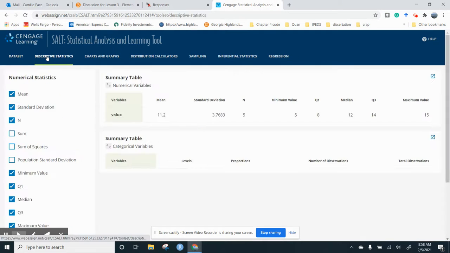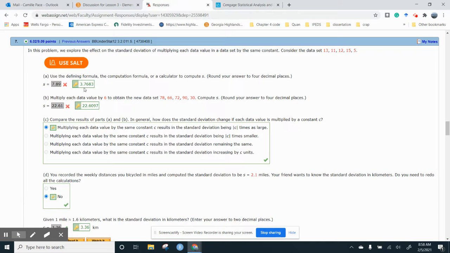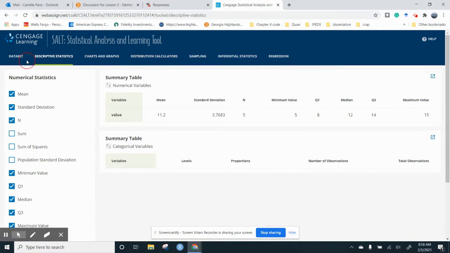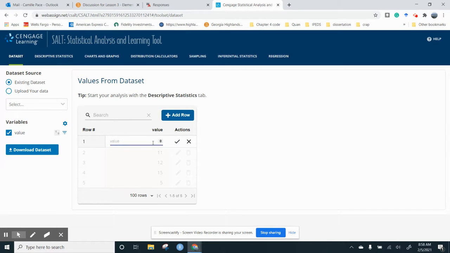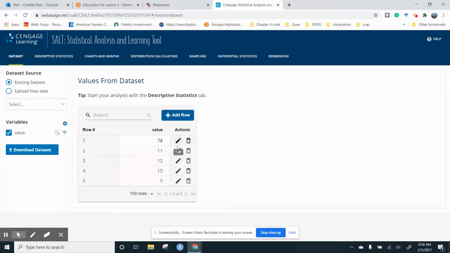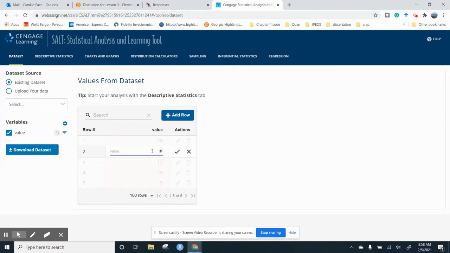So then I go to descriptive statistics, and I get 3.7683. You don't have to do that huge formula. You really don't. So then I put it here, 3.7683. Okay, so now it wants me to multiply each value by 6. So I'm going to go back to the data set. I'm going to change it. So this becomes 78. Okay, this becomes 66.